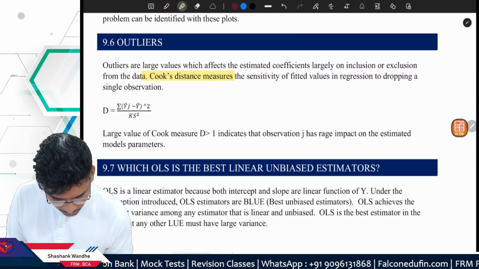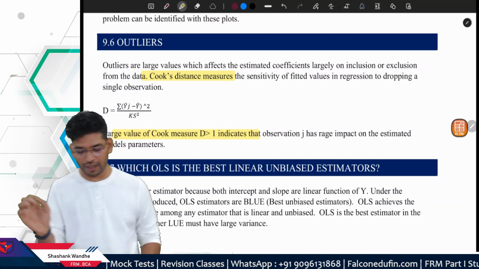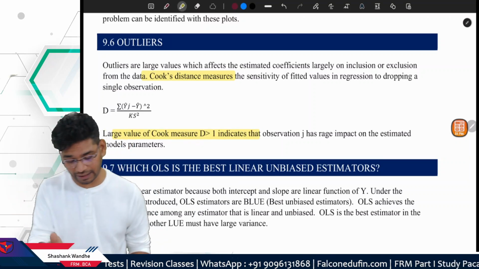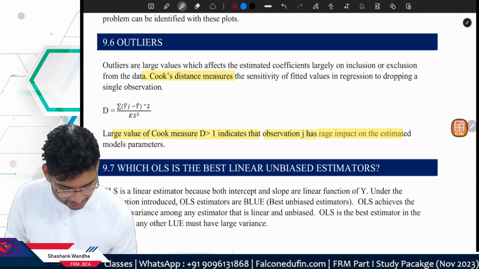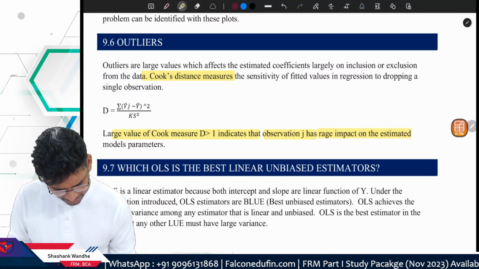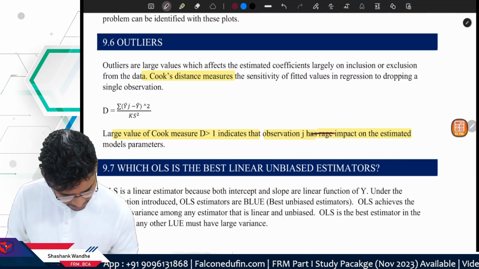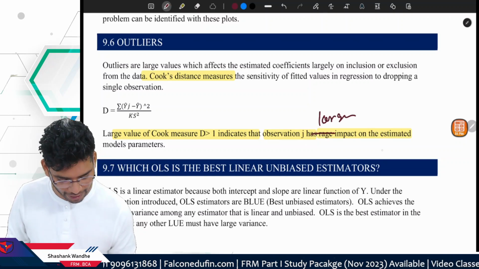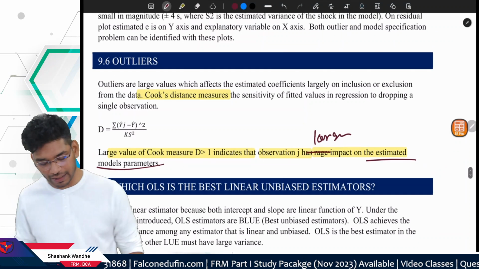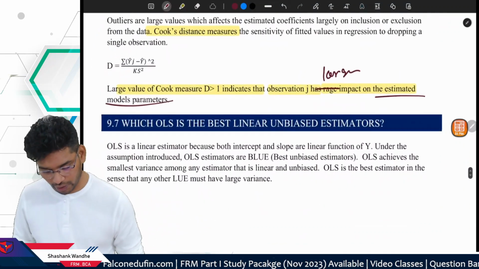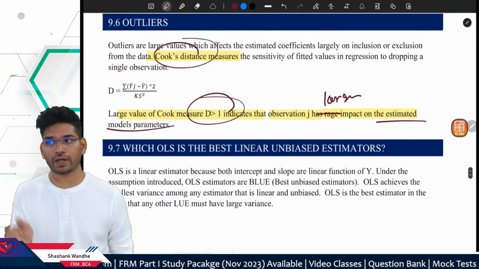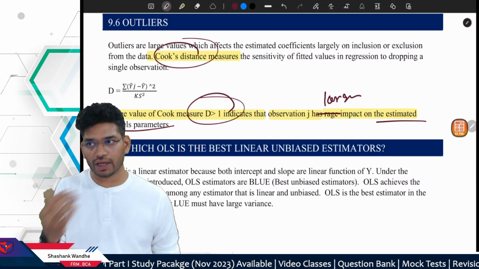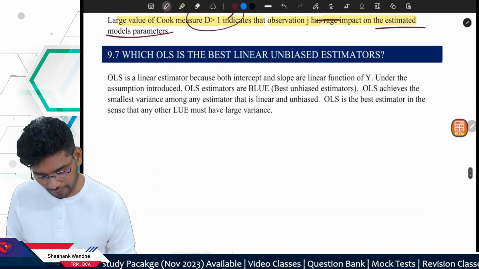Here you have to remember this particular part. Cook's measure D greater than 1 indicates that observation j has a large impact on the estimated model parameters, and it is an outlier. So what you need to remember, this part is important here. Cook's distance measure is important, and it is used for the identification of outliers.